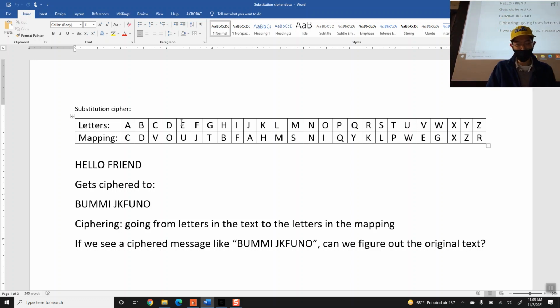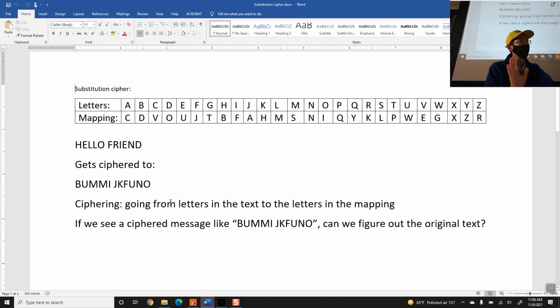So the question is, if we see a ciphered message like this, a scramble of characters, can we figure out the original message? Can we go from B-U-M-M-I, J-K-F-U-N-O to H-E-L-L-O-F-R-I-E-N-D, hello friend, and figure out the message? This is the problem that we're trying to solve.